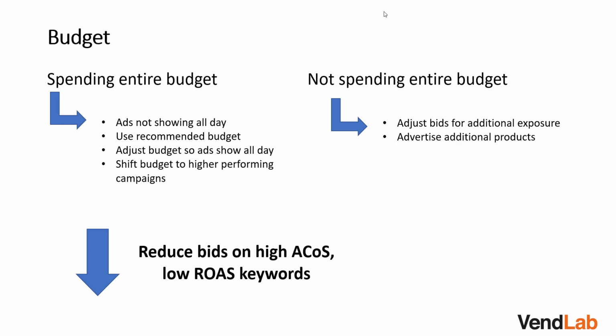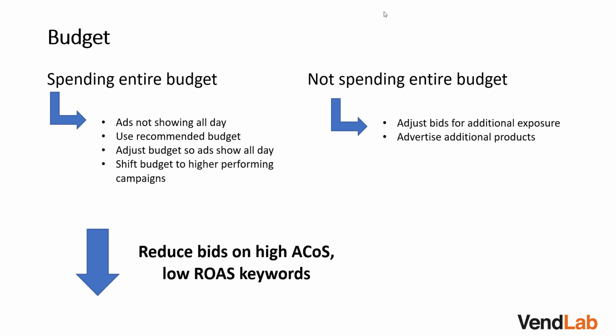If you recall, you set a budget on a daily basis with sponsored ads. If you are spending your entire budget, this will mean your ads are not showing all day and you will be missing out on traffic and customers. Amazon will tell you a recommended budget for each campaign. You should adjust your budget so that your ads show all day.